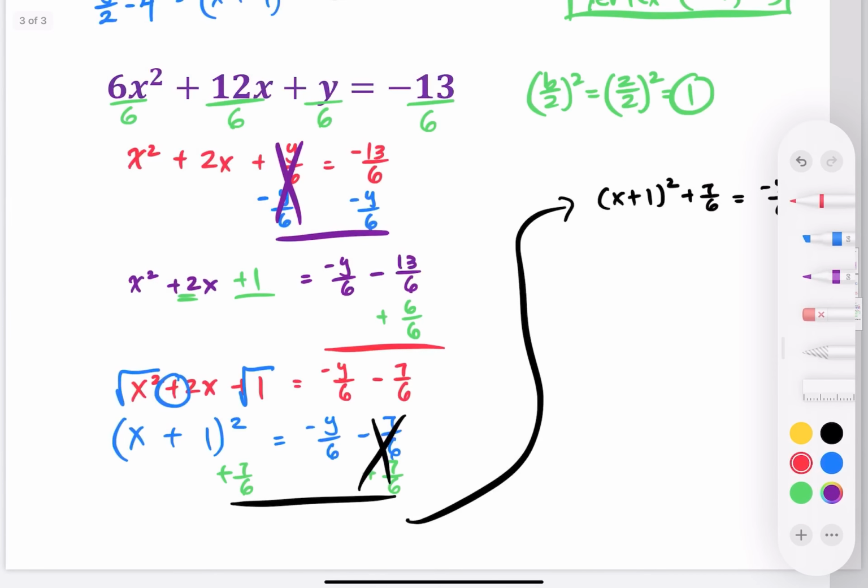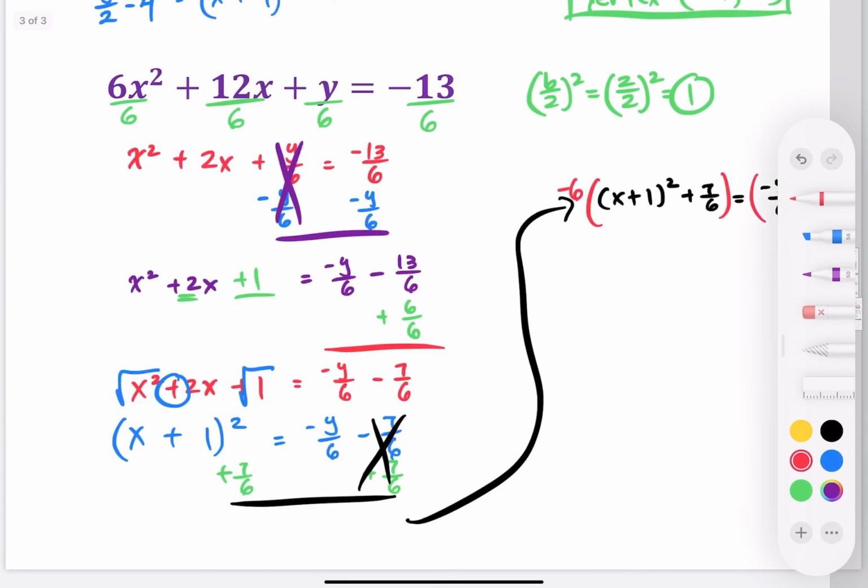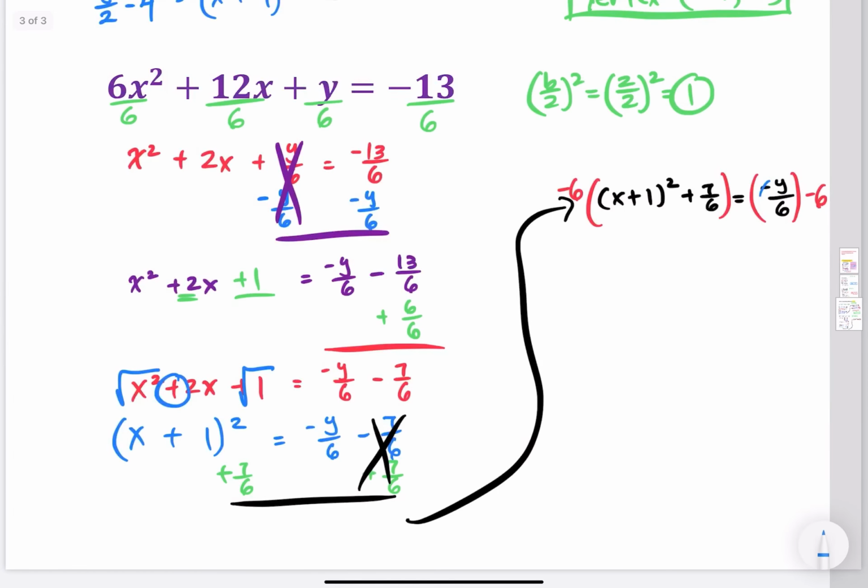And I can do that at the same time by multiplying both sides by negative 6. So that way, the negative sign and the 6 will cancel each other out. So the negative signs cancel out, the 6's cancel out. So now we're left with y by itself. And then over here, we're just going to distribute. So I'm going to distribute that negative 6 to that x plus 1 squared. So that's just going to be negative 6 times x plus 1 squared. I'm just going to write it out. And negative 6 times 7 over 6 is just going to give me negative 7. So there's our vertex form.